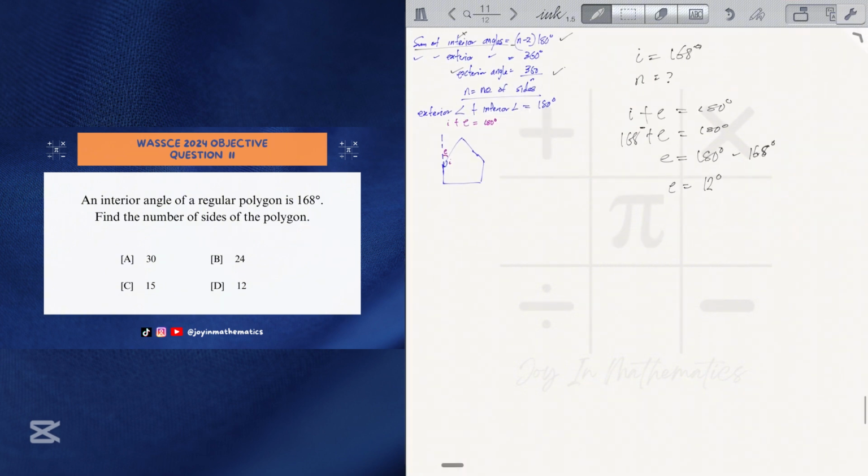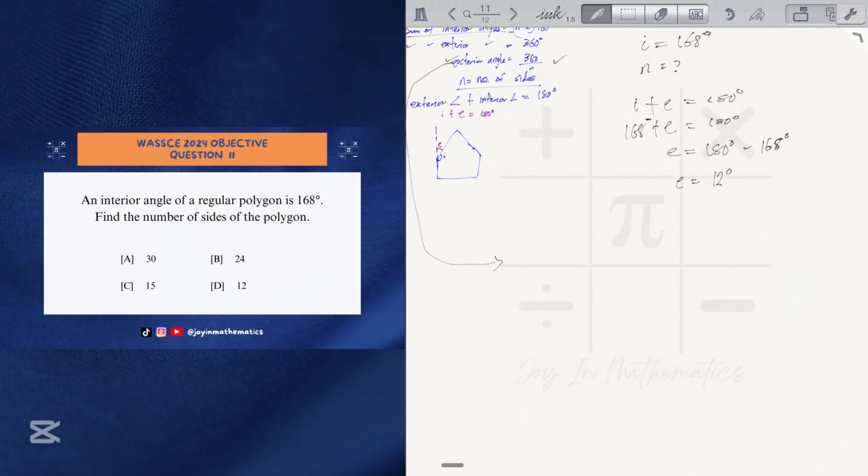Now from exterior angle equals 360 over n, definitely we can find the number of sides. That n will be equal to 360 divided by the exterior angle. That's 360 degrees divided by E. Now we have 360 degrees, the exterior angle is 12. That's 360 divided by 12, and we have the number of sides to be equal to 30 sides. So we have option A.